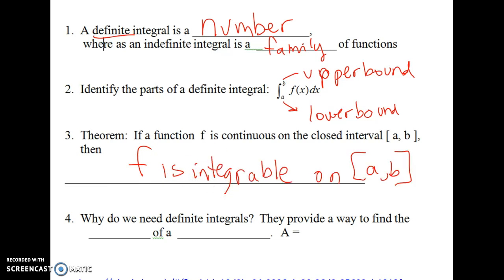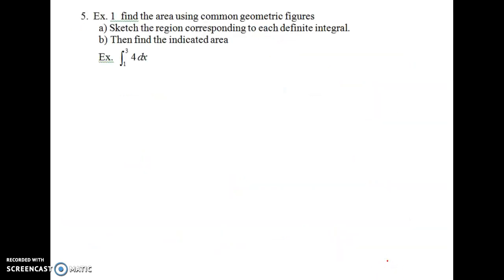Now, why do we need definite integrals? They provide a way to find the area of a region. So the area is basically the integral from the lower bound a to the upper bound b of the function dx. So let's try a few examples.